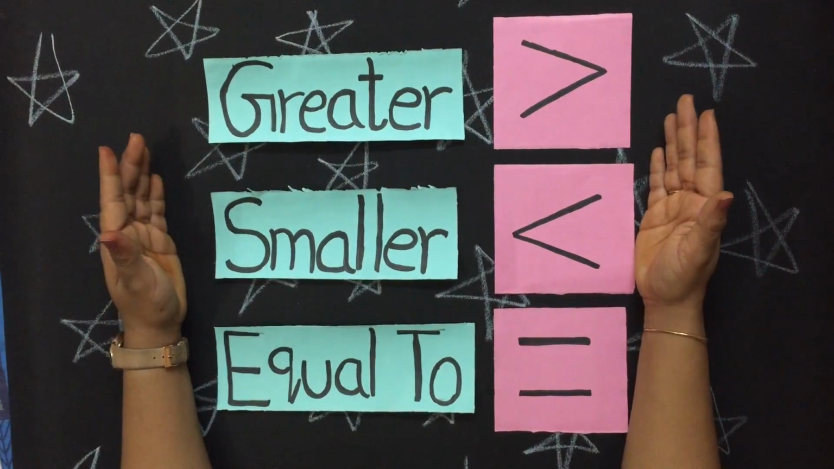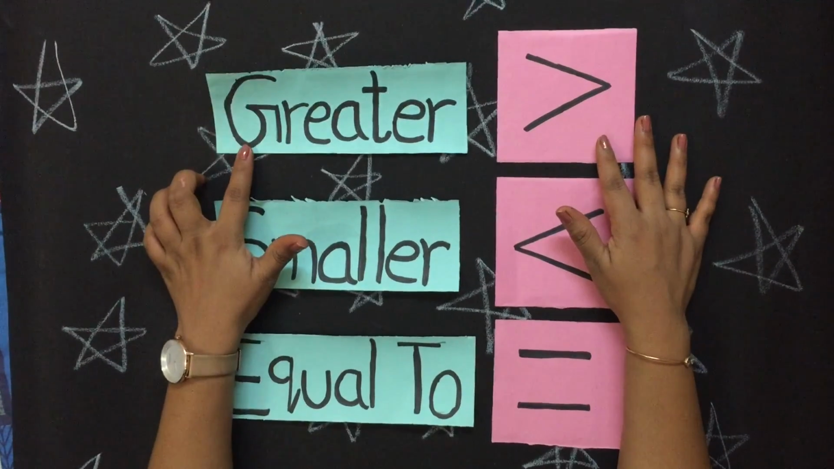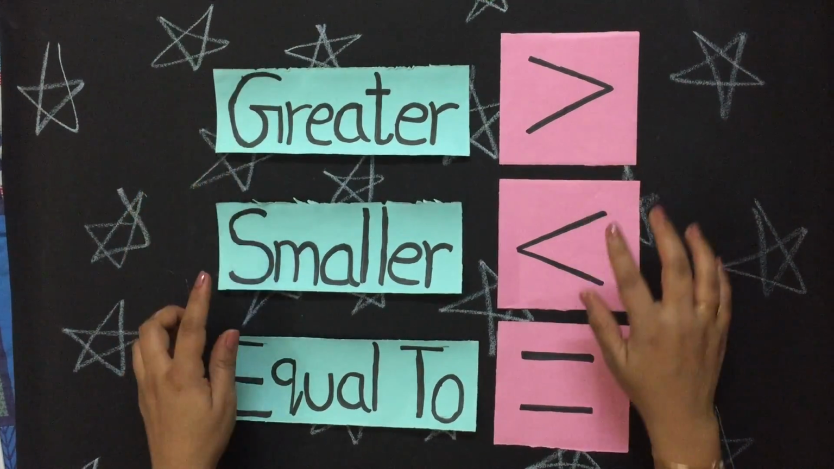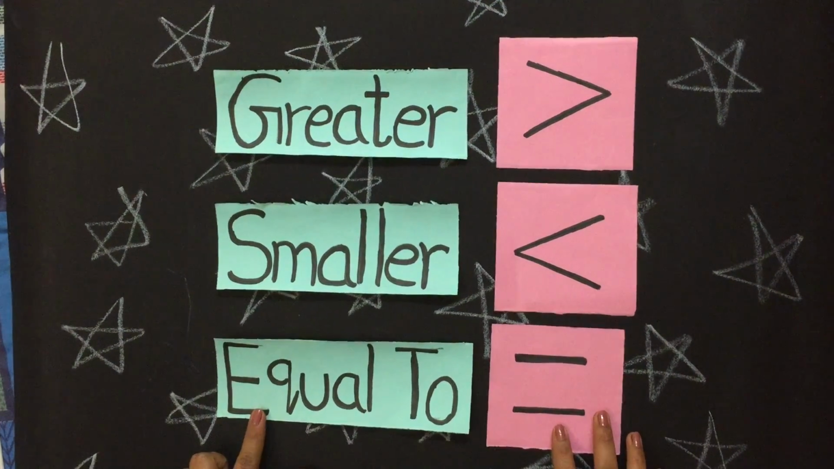The words and symbols to be focused in this topic are greater than, and it is represented by this symbol. This is the symbol for smaller than and this is the symbol for equal to.